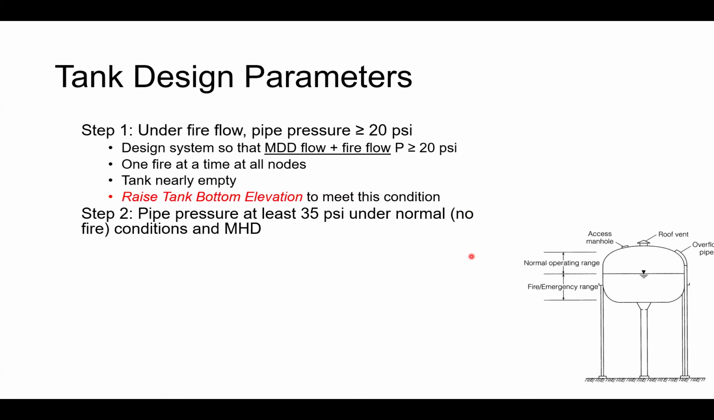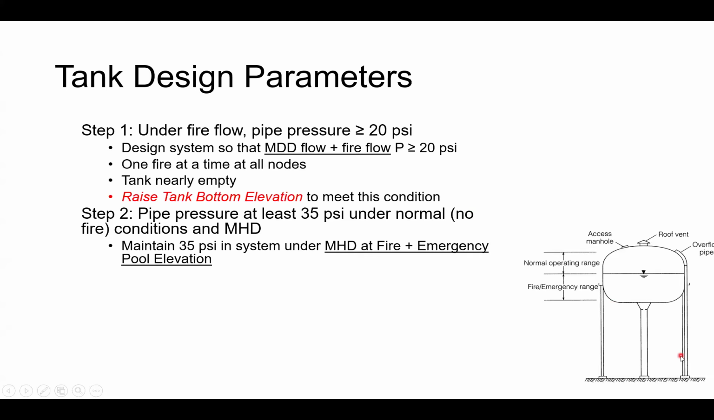Step number two, maintain at least 35 psi under normal conditions, no fire, and maximum hourly demand. The volume in the tank is going to be fire plus emergency volume, and you're calculating the depth of the water in the tank using the cylindrical equation. In this scenario, you're going to adjust the tank diameter and/or raise the elevation to meet those conditions.